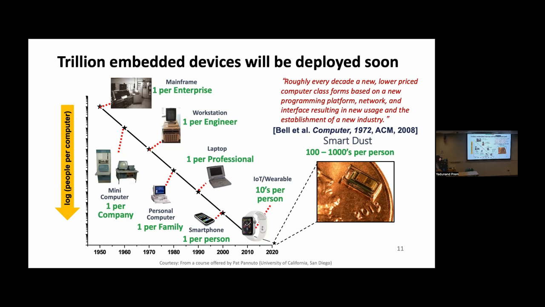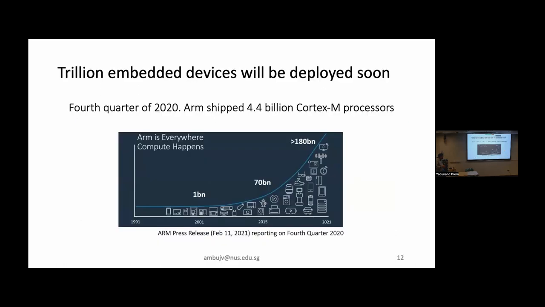So this is where we see that we are now at a point where we will have hundreds of devices per person that you are going to carry, and you are going to be surrounded by computers that are distributed in the environment. While that is all predictions, where are we right now?